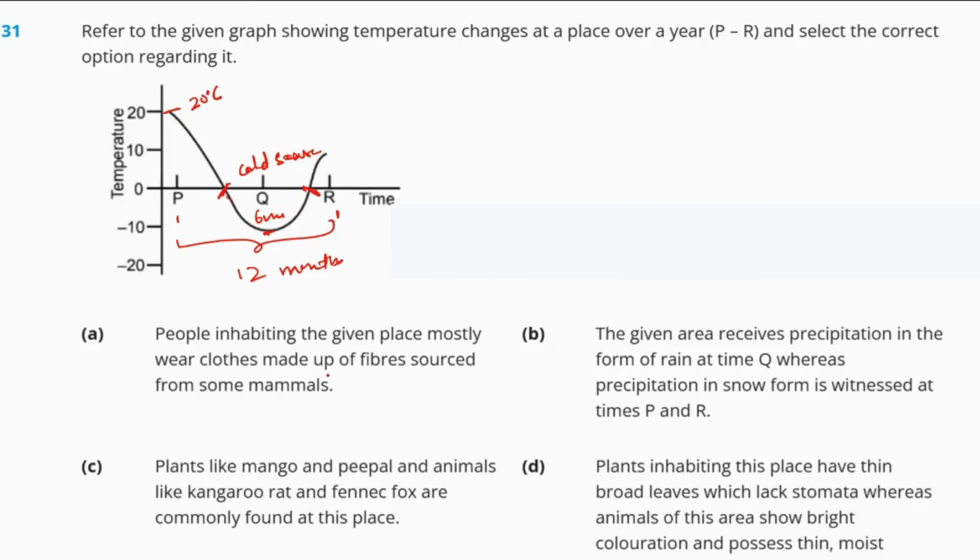Option A says people inhabiting the given place mostly wear clothes made up of fiber sourced from some mammals. Yes, because it is winter. The given area receives precipitation in the form of rain. No, it would be snow. Plants like mango and people. No. Plants inhabiting the place have thin, broad leaves which lack stomata, whereas animals of this area show bright coloration and possess thin, moist glandular skin. No, option number A would be our correct answer.